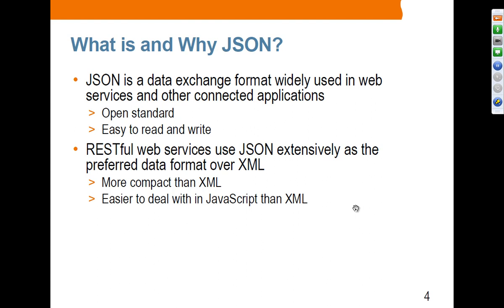JSON is actually a native type in JavaScript. Once you have the JSON string, you can create a JavaScript object from it right away. So it's a lot more efficient to deal with in JavaScript code than XML.